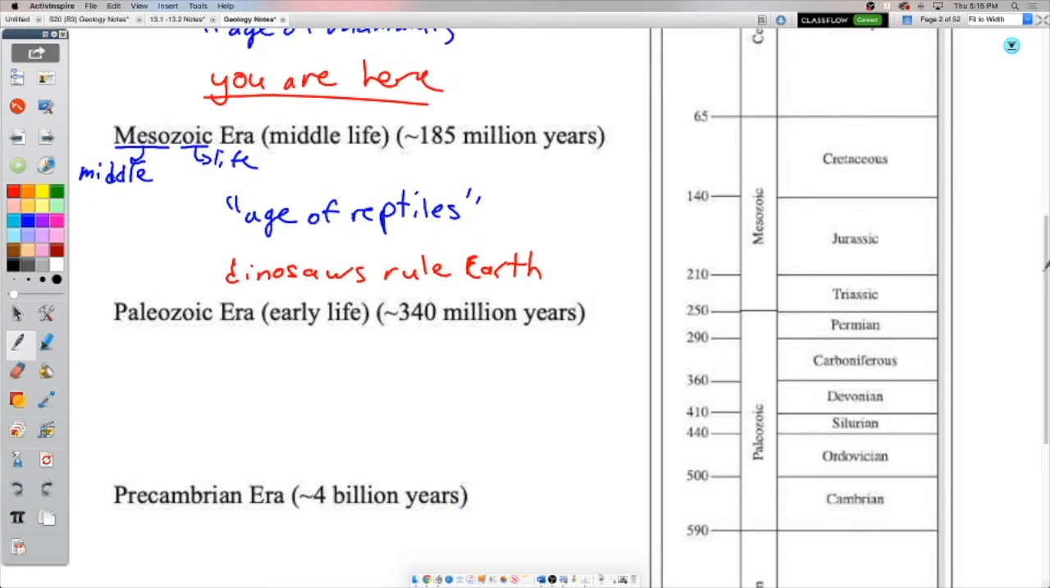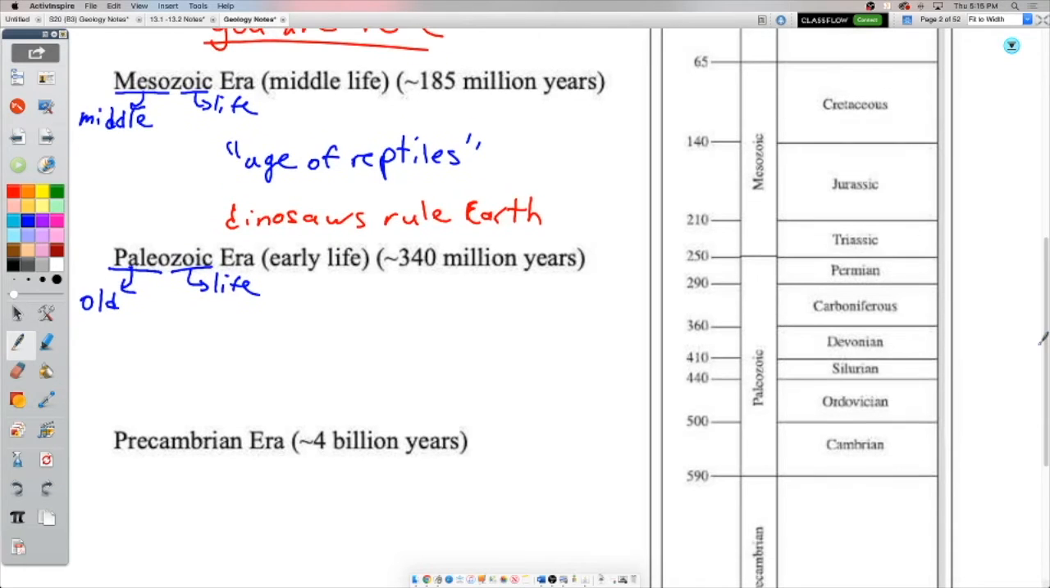Okay, Paleozoic. That word paleo is going to come up a lot in this unit. You know what paleo means, right? Paleo, you might have heard like a paleo diet. What is a paleo diet? Well, it's eating like our ancestors would have eaten. It's old. That's what it means. It means old diet, eating like old humans would have eaten. So paleo means old, and zoic still means life. Okay. Now that era lasted about 340 million years.